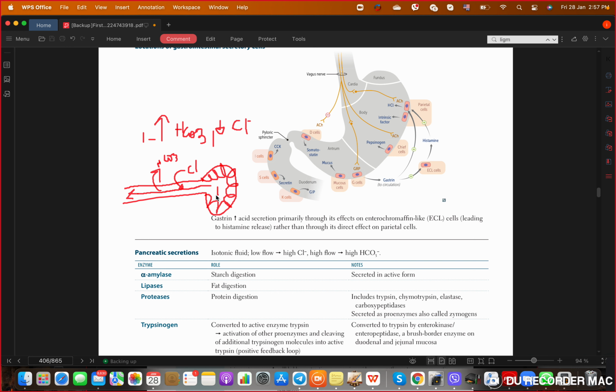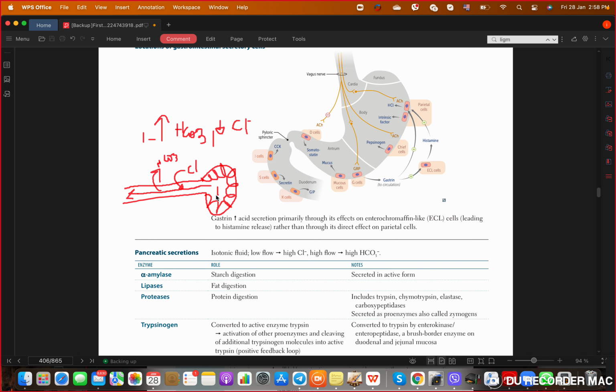The clinical relevance of this: when we produce secretin, for example, or cholecystokinin, we promote the secretion of pancreatic juice. When the food reaches the duodenum, we will have plenty of cholecystokinin and secretin released, correct? That will lead to plenty of pancreatic juice, so the flow rate will be high, and therefore it will have more bicarbonate. Absolutely.